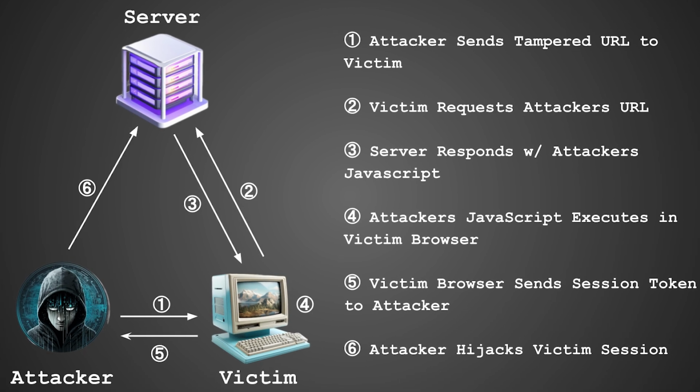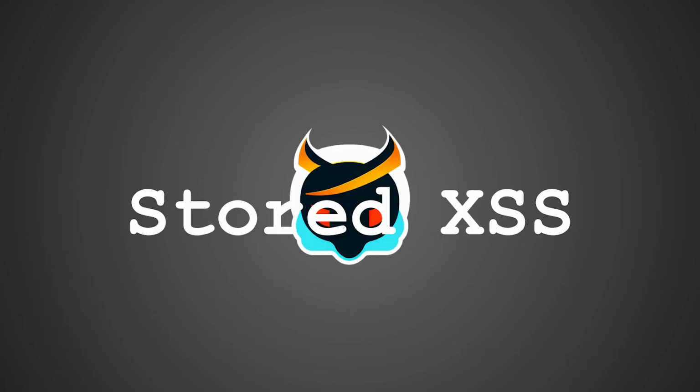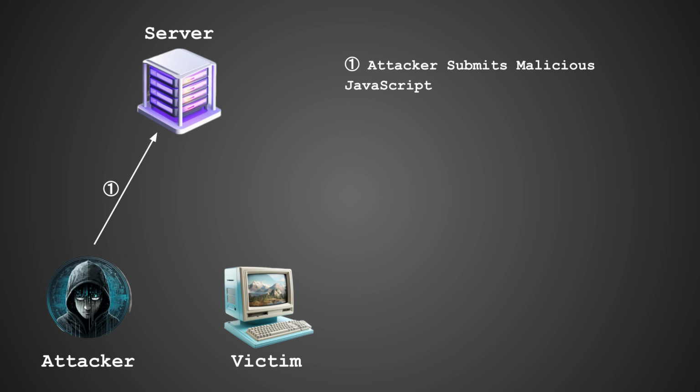Compared to reflected XSS, stored XSS is a more stealthy and persistent form of XSS attack. Let's see how it unfolds. It begins with the attacker, who submits a malicious JavaScript through some input vector on a website. This can be a comment box, forum post, or user profile information. This dangerous script is then stored server-side within the website's database until it's retrieved and executed.